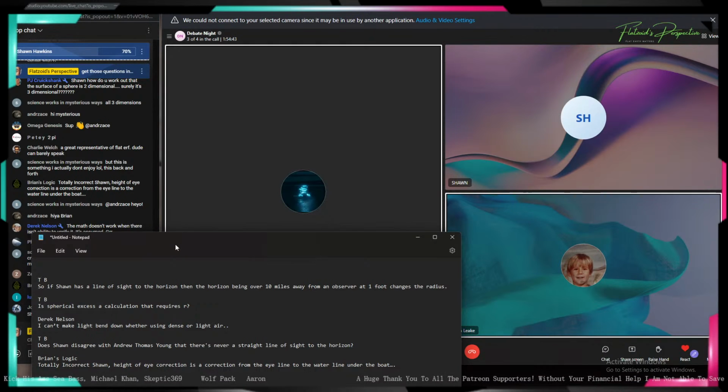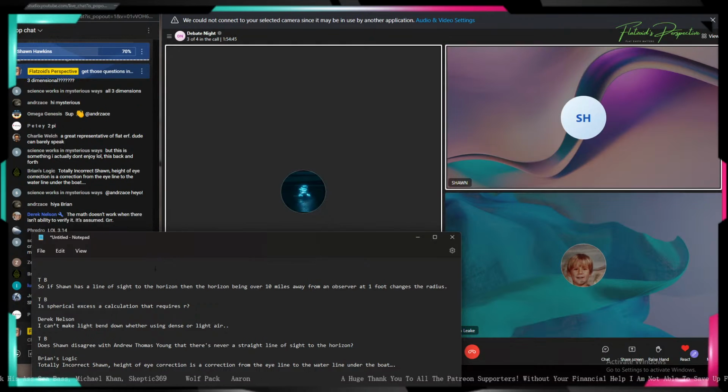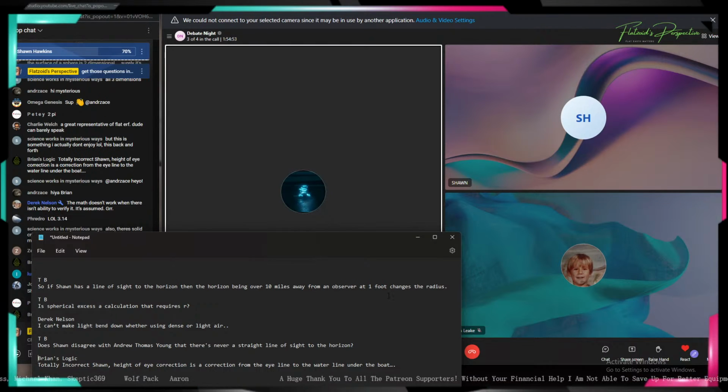Guys, ready for the next question? Yep. Okay, from TB. So if Shawn has a line of sight to the horizon, then the horizon being over 10 miles away from the observer at 1 foot changes the radius.